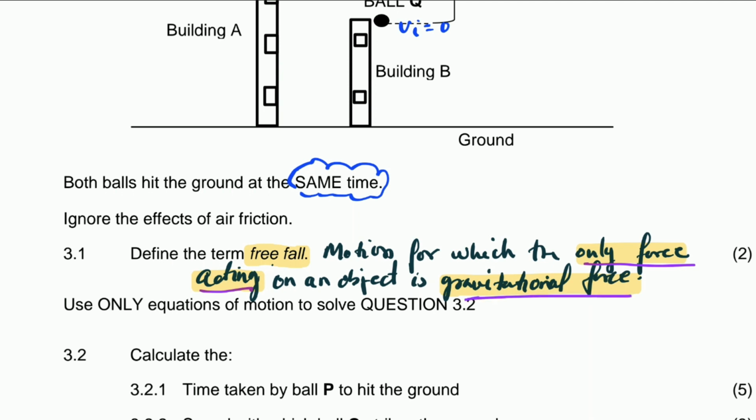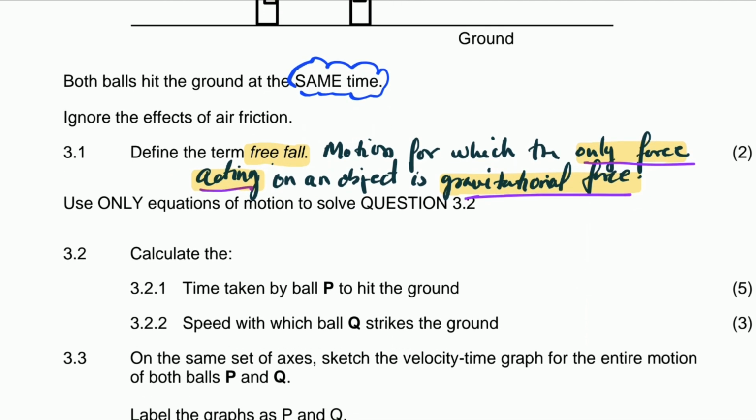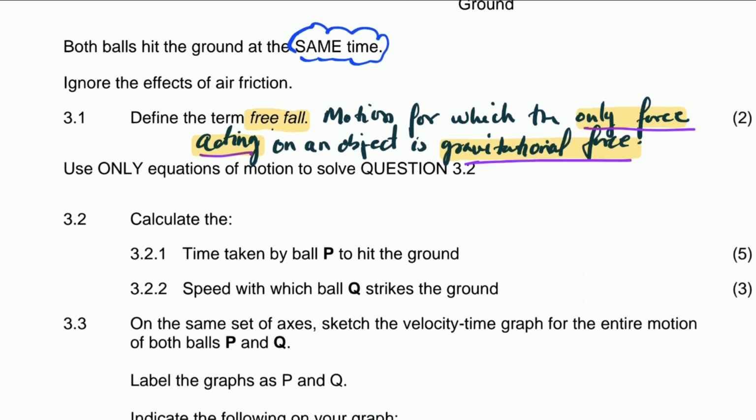Now, use only equations of motion to solve question 3.2, which means you cannot use any other option like energy or something like that. Calculate the time taken by ball P to hit the ground. So now we're going to start with ball P. Let's write here for P, because they want us to calculate the time for P. And we're going to use a formula.